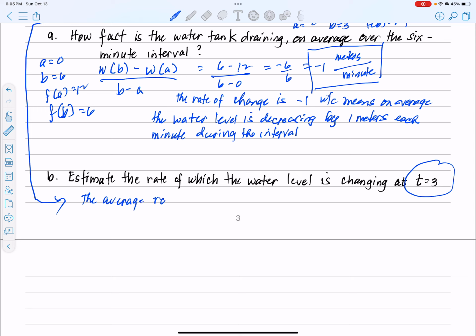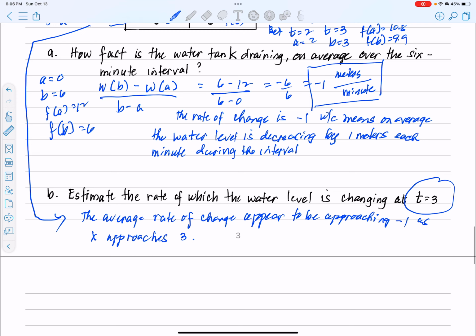The average rate of change, how do we see as we are approaching? So it appears to be approaching negative 0.9, closer to negative 1, as the value of x approaches 3. You can see I showed it as the value of x.